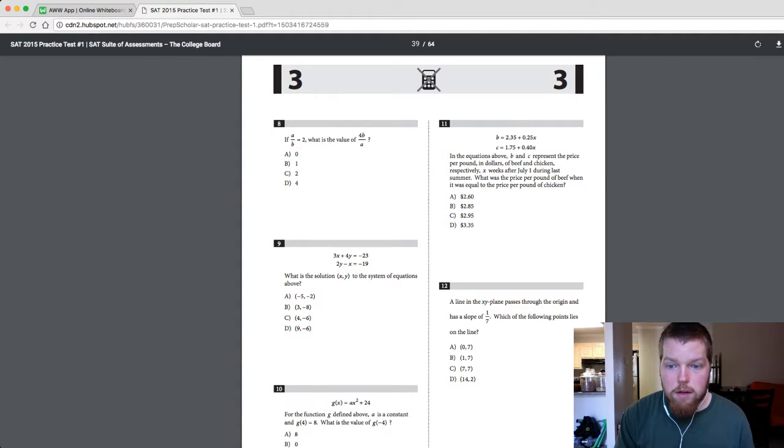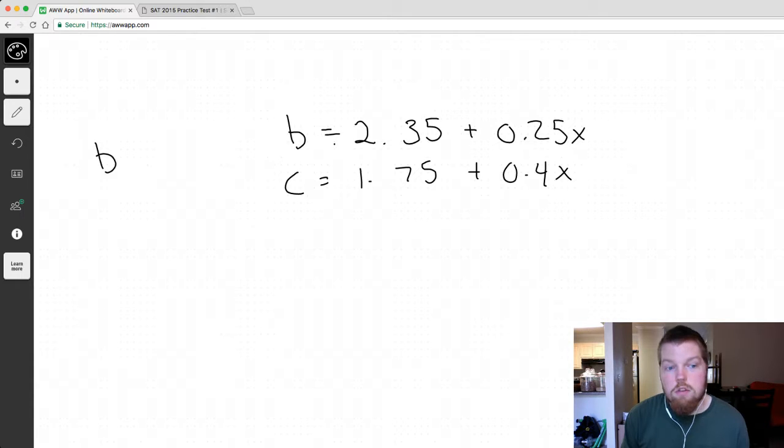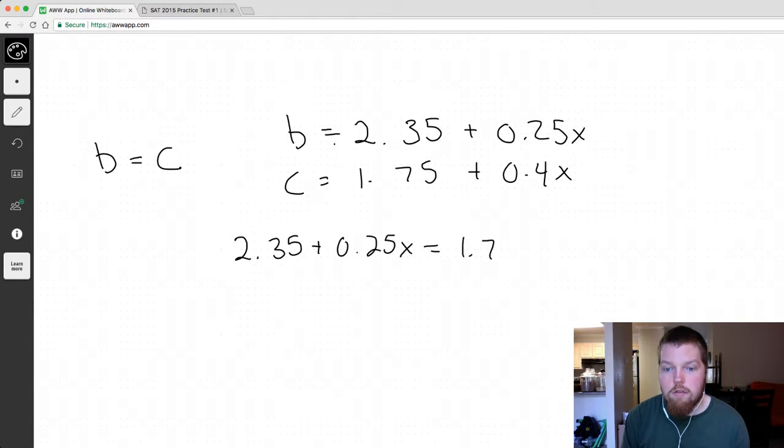So it says, what was the price per pound of beef when it was equal to the price per pound of chicken? In that question right there, it tells us exactly what to do. We want to set the price of beef equal to the price of chicken. So that means that B is going to equal C, and we can set the right-hand side of these equal signs equal to each other. So we're going to have 2.35 plus 0.25x equals 1.75 plus 0.4x.